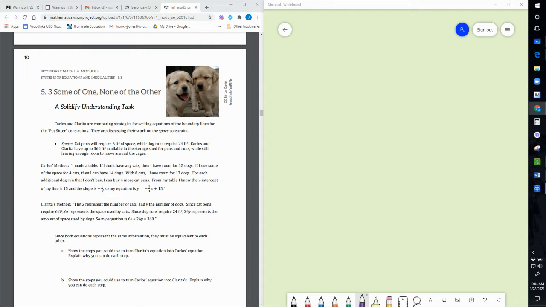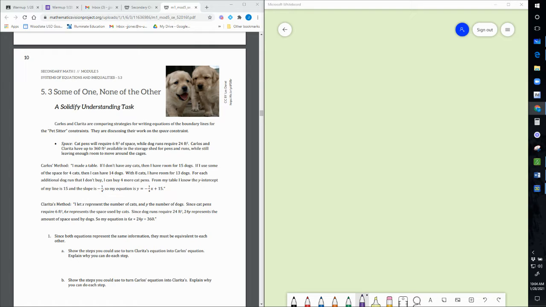All right, we're going to extend our work on this Carlos and Clarita problem. Remember, we're talking about how they started a pet sitter business, okay? And they're learning to write equations for the boundary lines, which are the constraints, right? So we know we have constraints. They have only 360 square feet of space and only, I think, $1,280, right? So those are the things that we've learned in the past. So let's go ahead and get going.